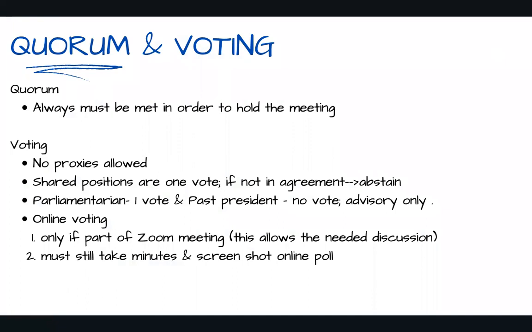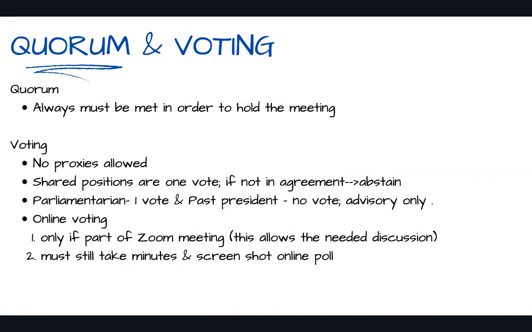Parliamentarian also gets one vote, whereas the past president does not. In many leagues, the past president serves as a parliamentarian. If this is the case, that person will get a vote. If they are simply just the past president and not the parliamentarian, then they only serve as an advisory role and they have no vote.